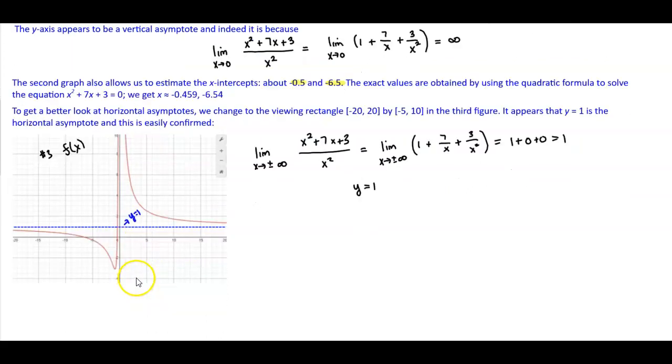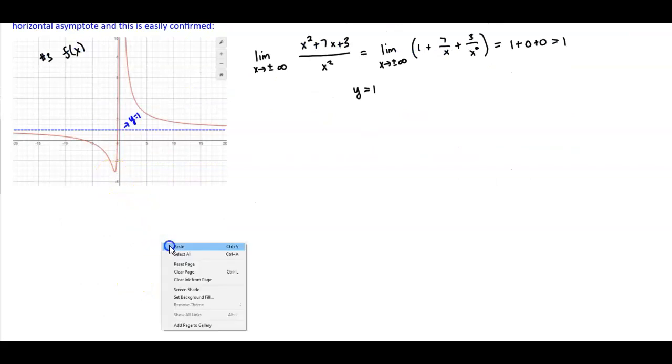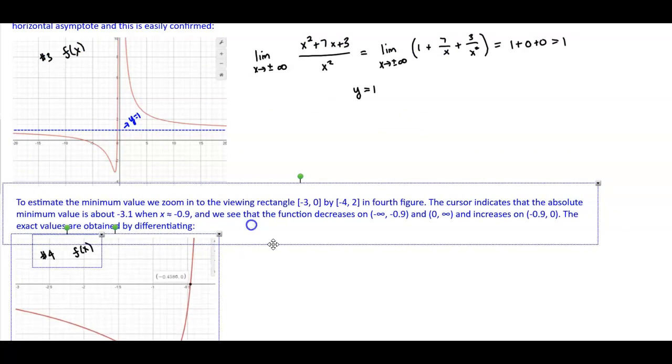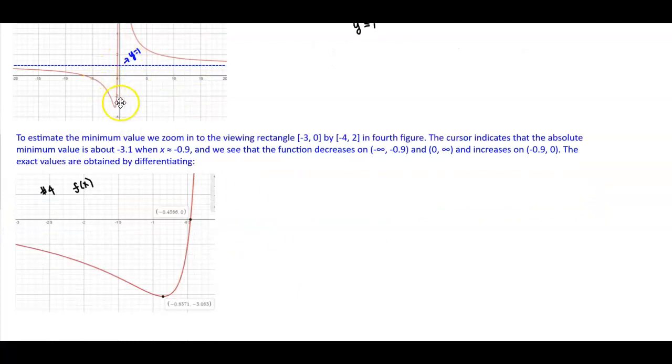Okay, now we want to be able to estimate that minimum value here. To estimate the minimum value, we zoom in into the viewing rectangle between -3 and 0 and -4 and 2 in the fourth figure. The cursor indicates that the absolute minimum value is about -3.1 when x is approximately -0.9. So here we have the absolute minimum value, which we can see is here.